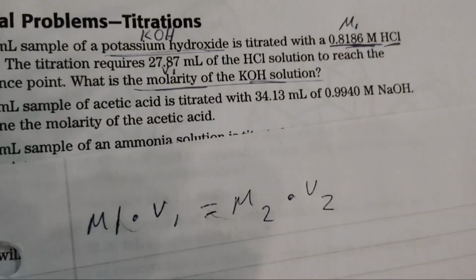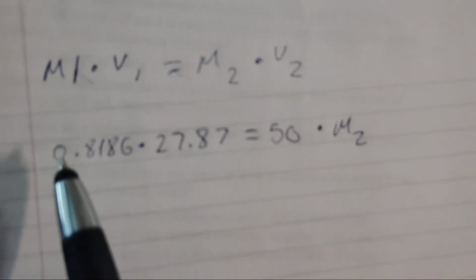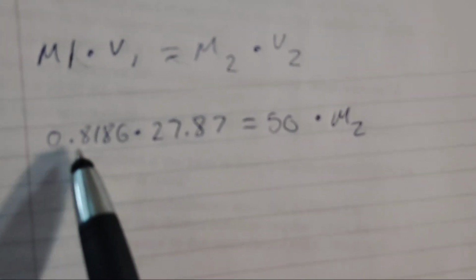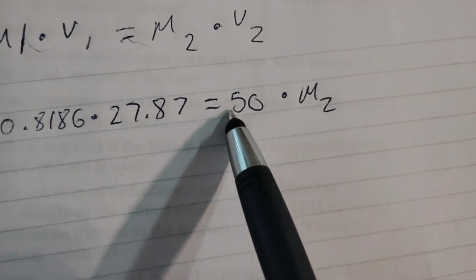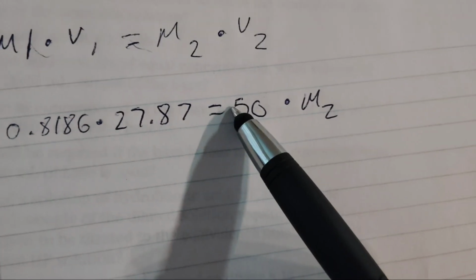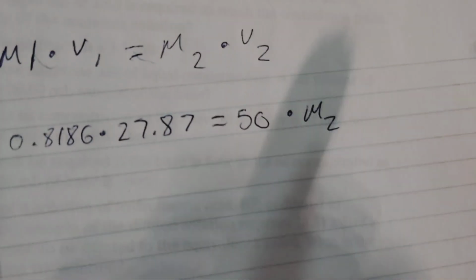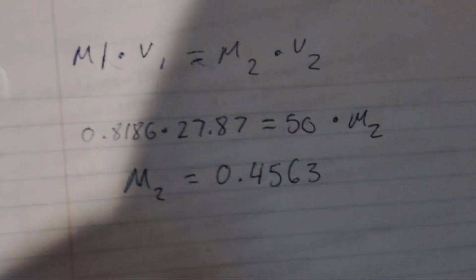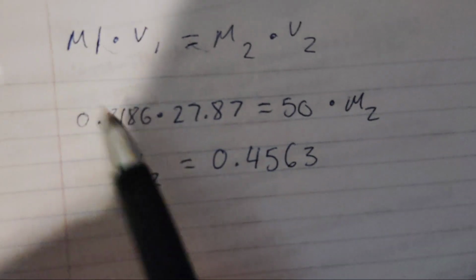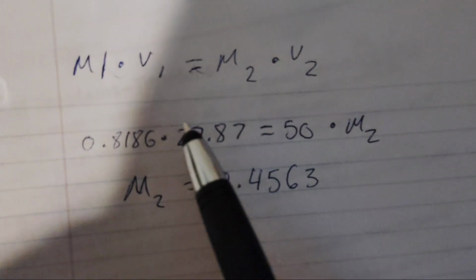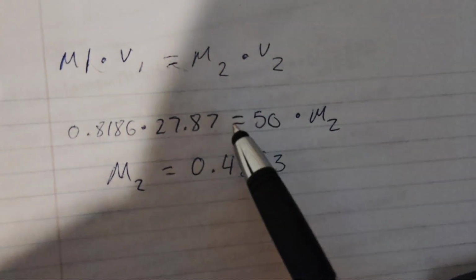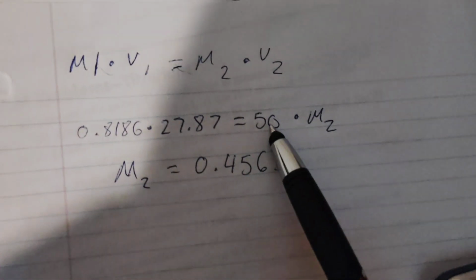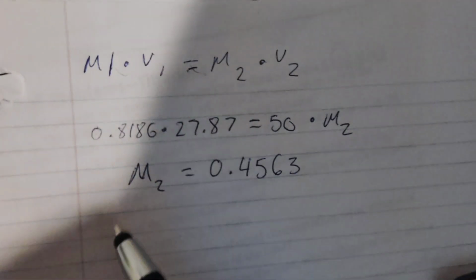0.8186, which is down here. I'm going to just plug in the stuff and then explain it afterwards. All right, so this is what we have here. So the molarity of the acid times the volume of the acid is equal to the volume of the base times the molarity of the base. All right, so we did this, the molarity of the acid times the volume of the acid, which is equal to the molarity of the base times the volume of the base, which gives us M2.